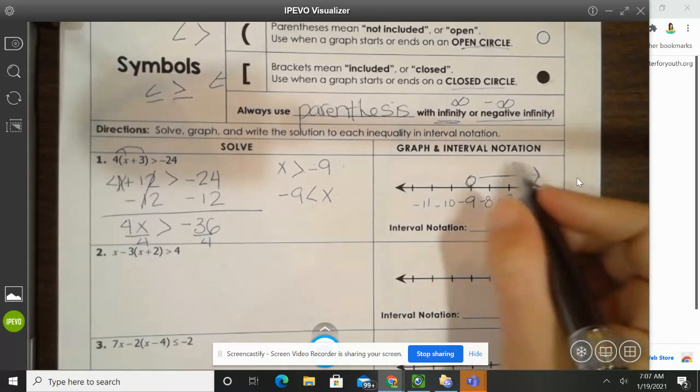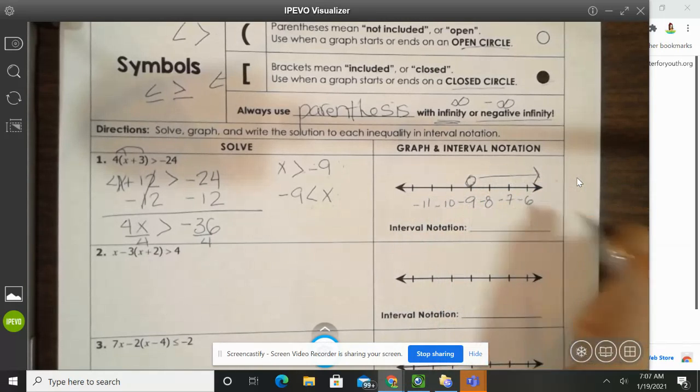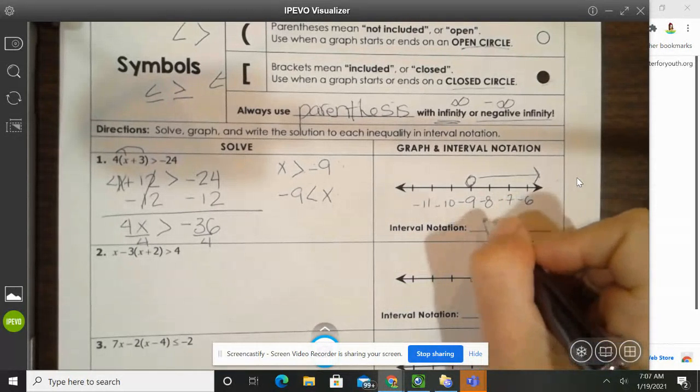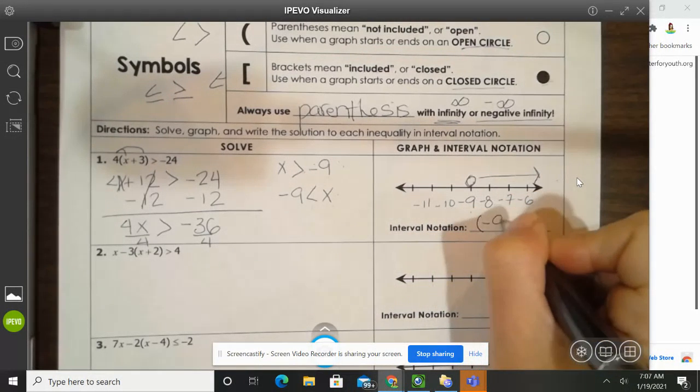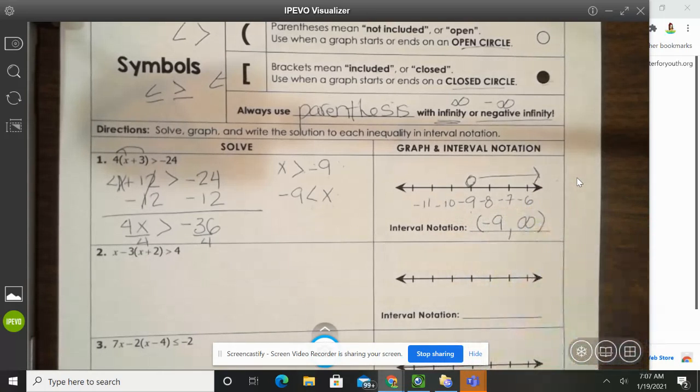Now, the interval notation will look like what? All the numbers to your right is going to be infinity to the right. And then -9 is not included. So we use parentheses, comma, and then positive infinity parentheses. And that's it.